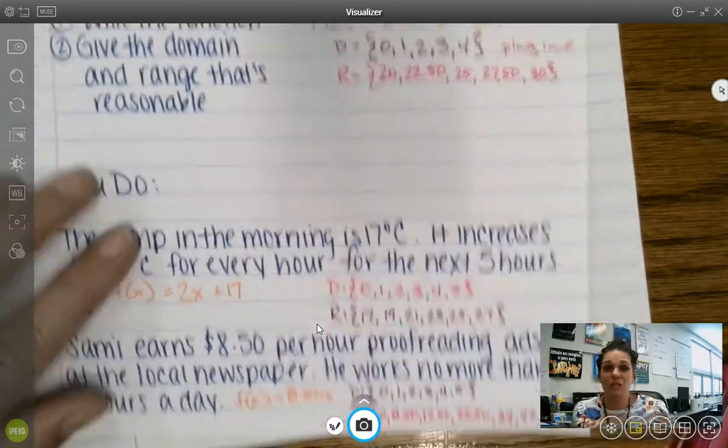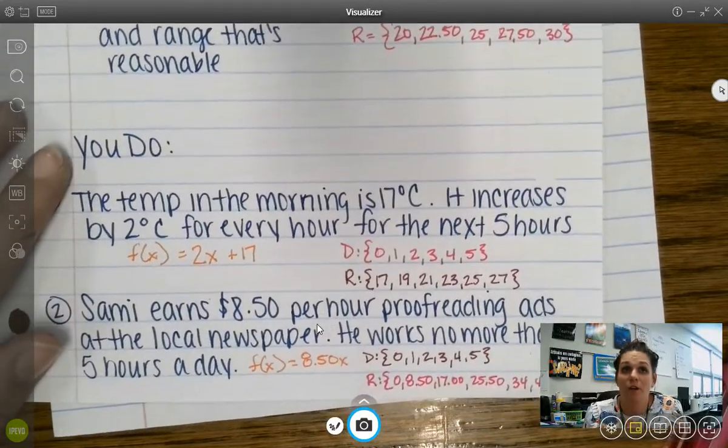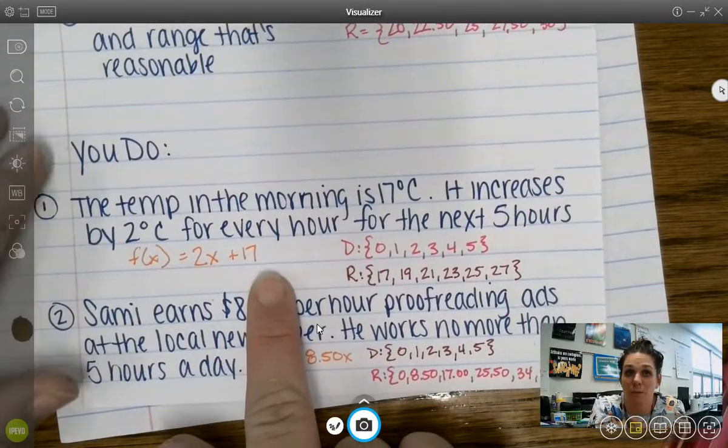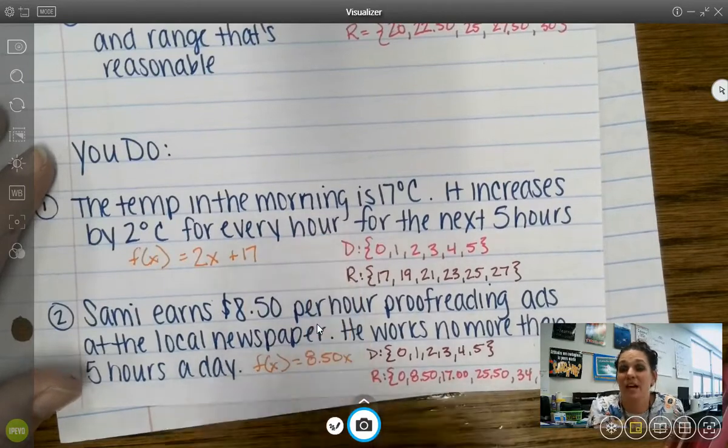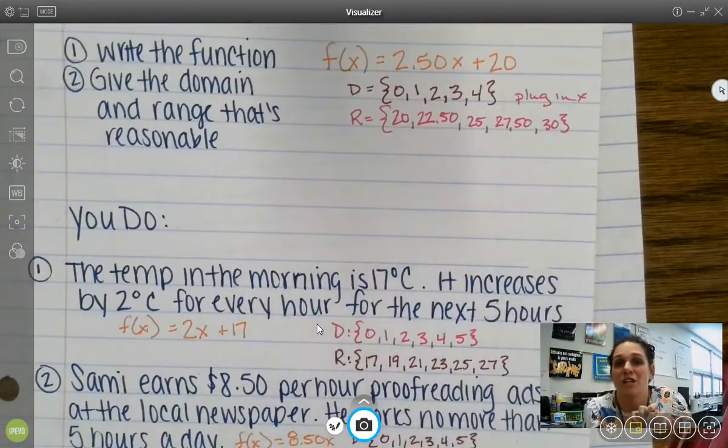So in this, we talked about independent and dependent, figuring out our function notation for writing things, and then we have to then use our skills of domain and range. All of this packaged into one big ball of fun.